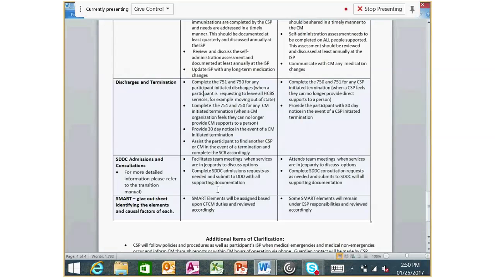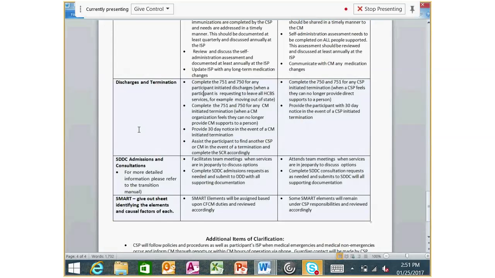The case manager would also submit the notice and the summary for any case manager initiated terminations. So this would be if a case management organization, not an individual case manager, the organization as a whole, decides that they can no longer provide supports to a participant, then they would complete the termination notice and summary and assist the person to find another case management organization. In the event of a case manager initiated termination, the case management organization would need to provide the person with 30 days notice so that they could find another agency.